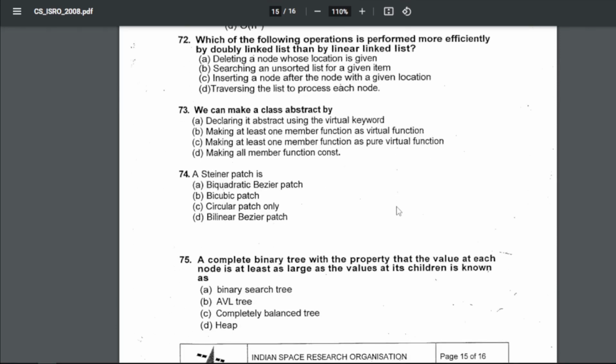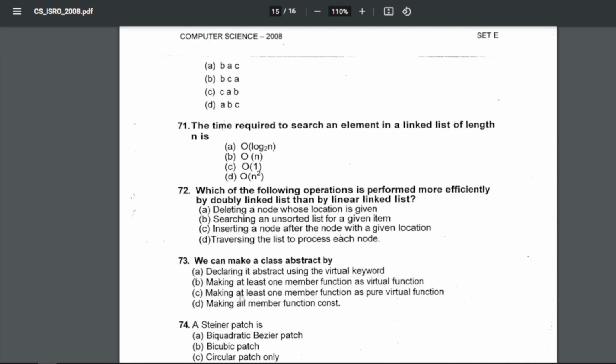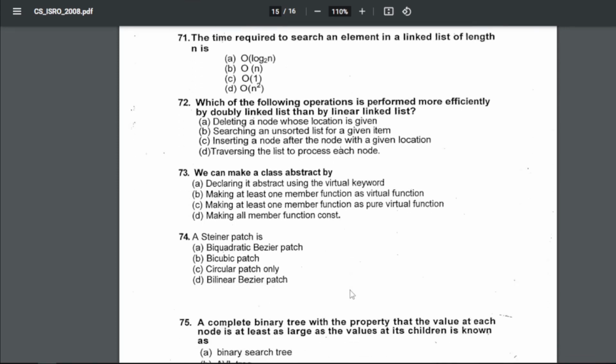Now 73 is we can make a class abstract by what? For this the answer will be C, that is making at least one member function a pure virtual function. So we can make a class abstract by making at least one member function a pure virtual function.